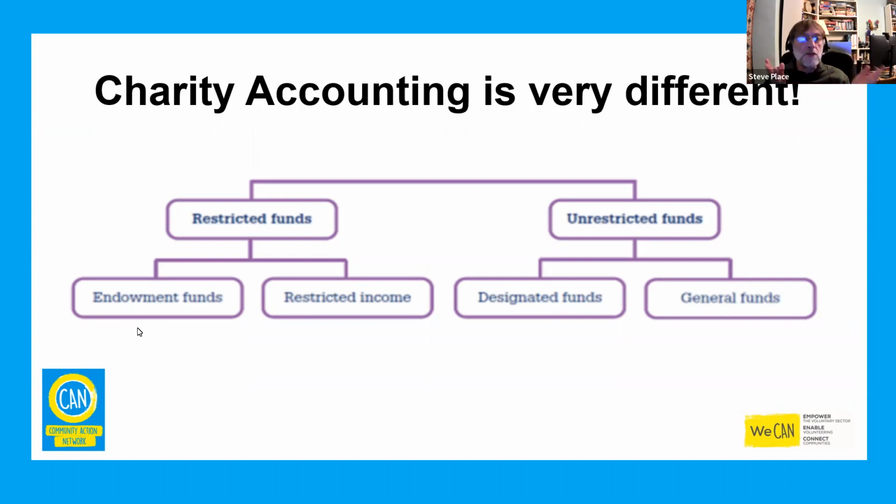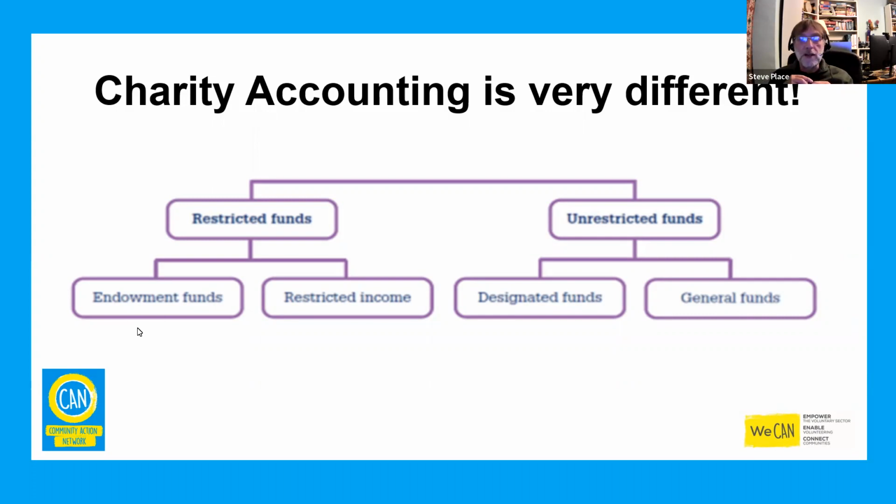In restricted funds, you've got endowment funds. I mentioned those earlier. Probably none of you are lucky enough to have these, but it's large dollops of money where you can't spend it, but you can invest and use the interest on things that trustees are happy to do so. And then restricted income would be anything else.